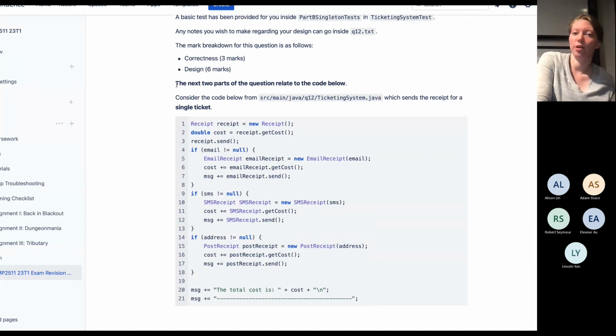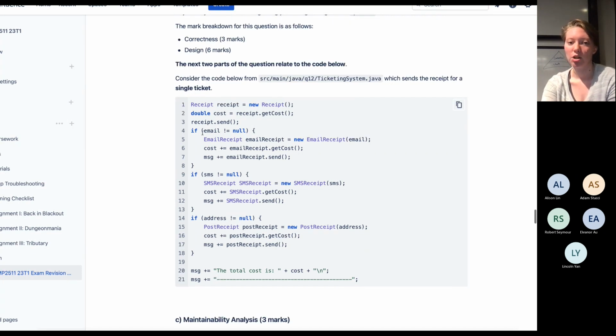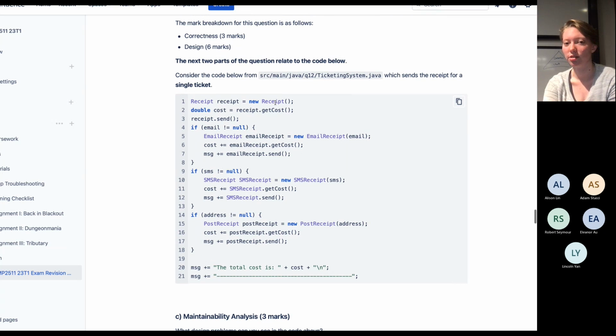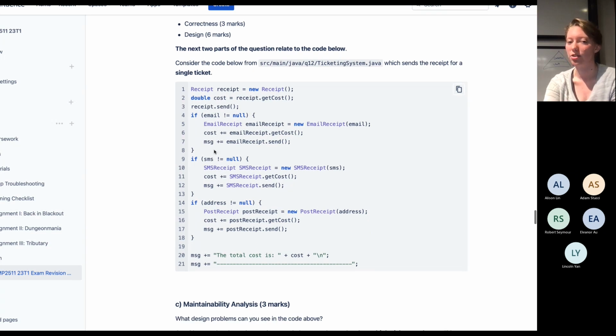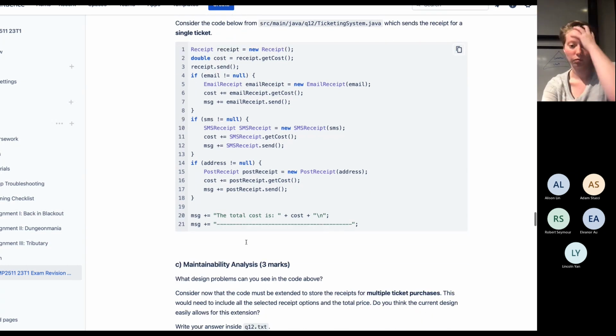So then the next two parts of the question relate to the code below. Consider the code from the ticketing system, which we've just had a good look at, which sends the receipts for a single ticket. So we can have a look here, it creates a new receipt, you get the cost of it, you send it, and then if it wants an email, an SMS, or an address one, then it creates a new one, adds the cost to the one we had before, adds it to the message, and then does the same based on the user's preferences, and then prints it out at the end.